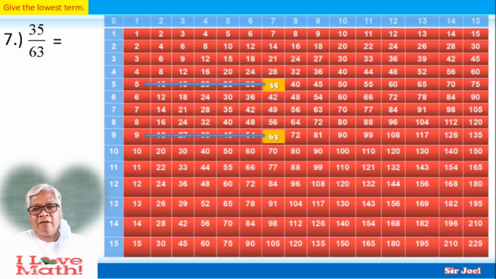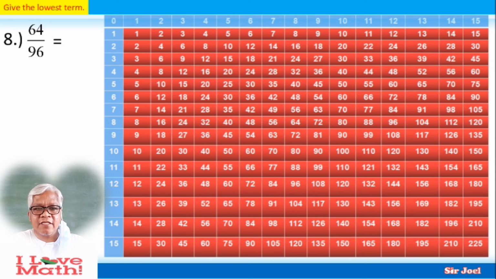So, meron na tayong 5 and 9 under column 1. Meron pa bang 5 and 9 na makikita sa 2 to 15 columns? Kung wala na, ay di-divide 5 by 1 and 9 by 1. Ibig sabihin, 5 divided by 1, the answer is 5. And 9 divided by 1, the answer is 9. Meaning, ang sagot natin is simply 5 over 9. Okay? Next, problem number 8.